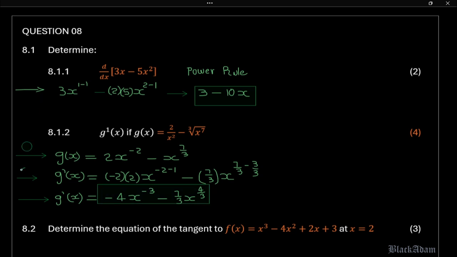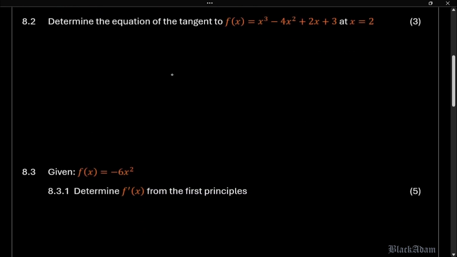So let's look at the steps. With step 1, we rewrite the equation. Step 2, we use the power rule. Step 3, that's a simplified version. And then we move on to 8.2. In 8.2, we have the derivative of x, so we're going to derive the equation there using the power rule.